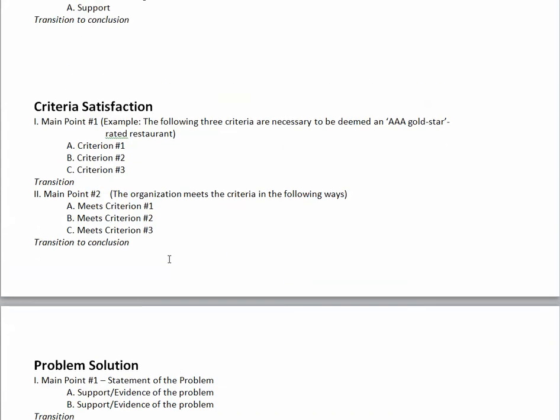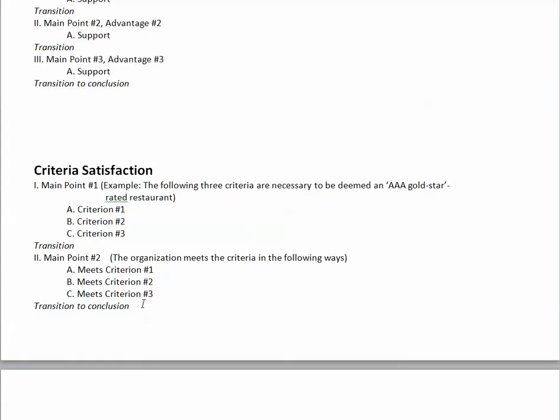Criterion satisfaction. Again, this is one that I said I might see from many of you, because first of all, it has 2 body points, and so you're only really developing those 2 core points. Main point number 1 is going to highlight 3 specific reasons or criteria that make a restaurant superior.